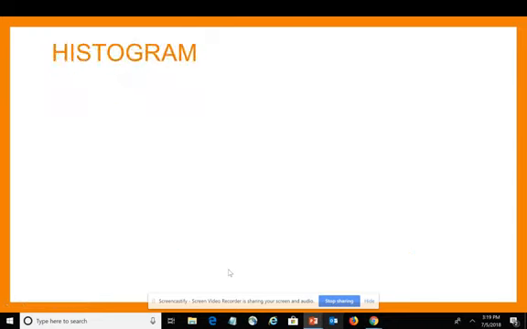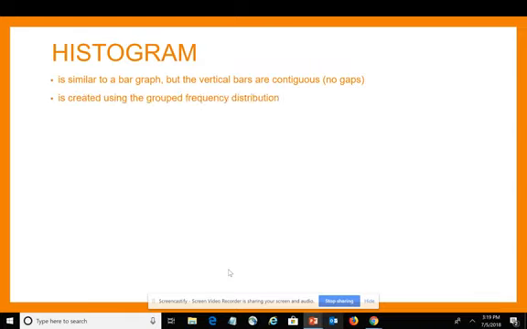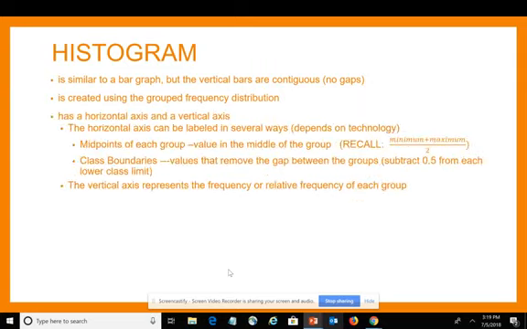Now let's think about a histogram. A histogram is very similar to a bar graph with one exception. For a histogram, the vertical bars are contiguous, meaning there's no gaps between the bars. It's created using the grouped frequency distribution that we talked about in Lesson 1, Part 1. The histogram is going to have both a horizontal axis and a vertical axis. So we're dealing with two different measurements.